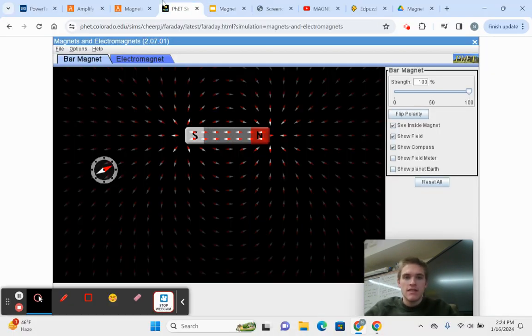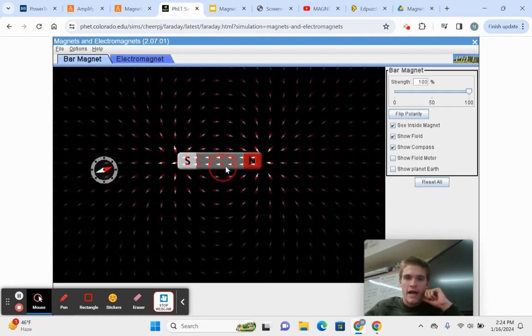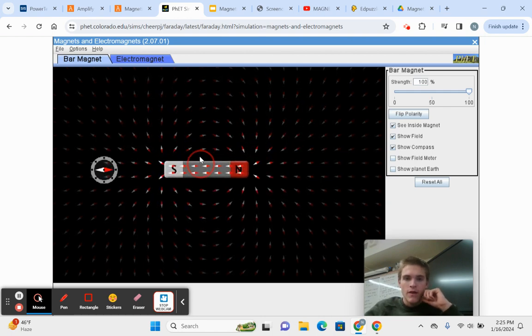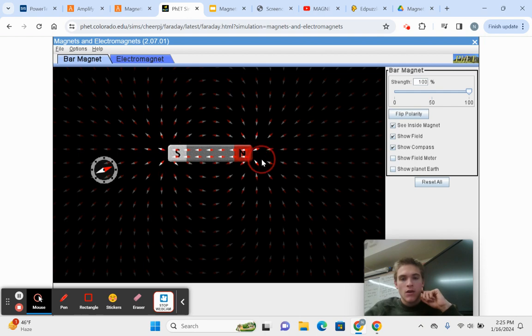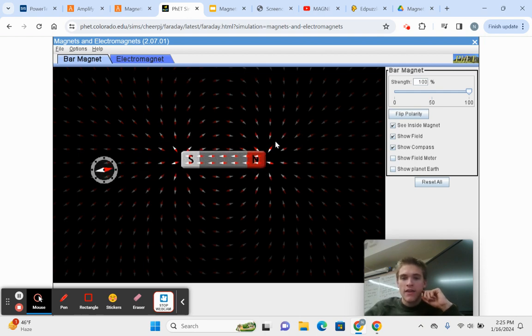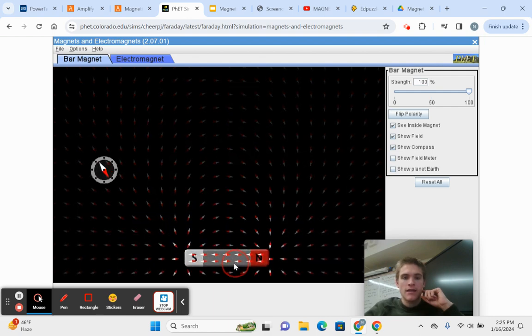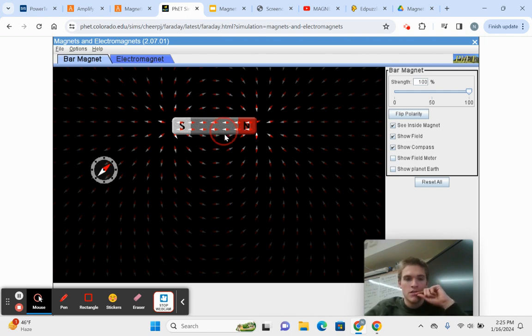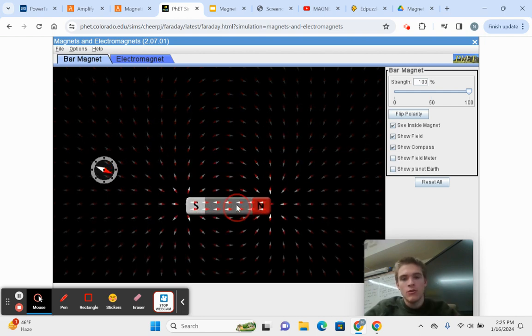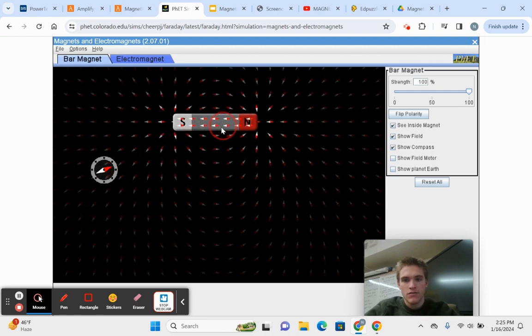We can see this in this simulation. We have a magnet. The magnet's electrons are moving unifiedly from south to north inside the magnet. When they get to the outside of the magnet, they move north to south around the magnet in a unified direction. This is causing magnetism to happen, which is causing the compass to move. And you can see the magnetic field lines around it.